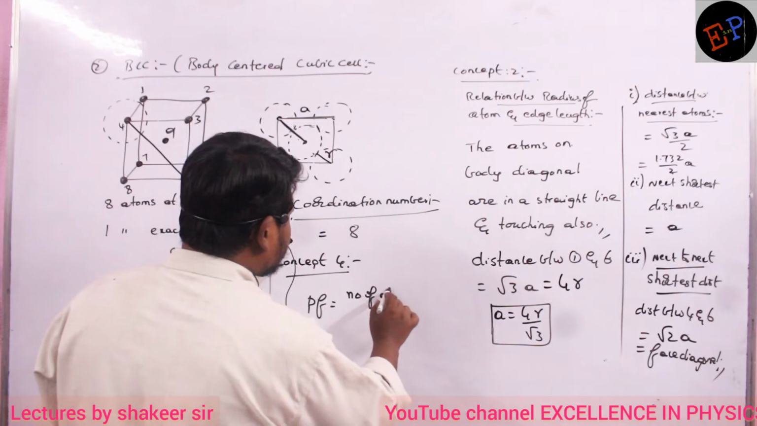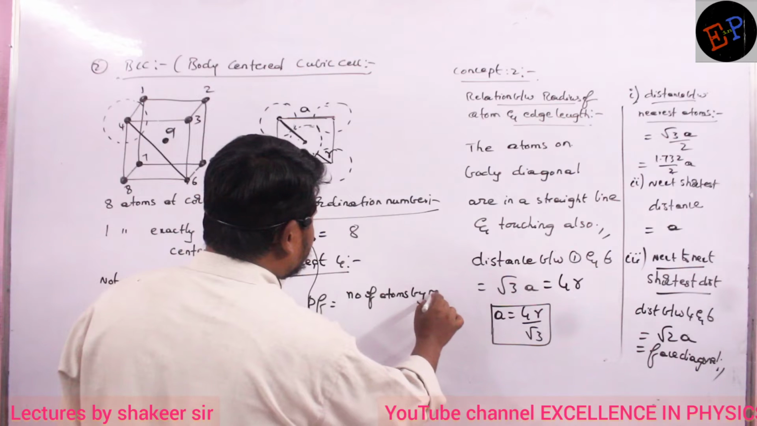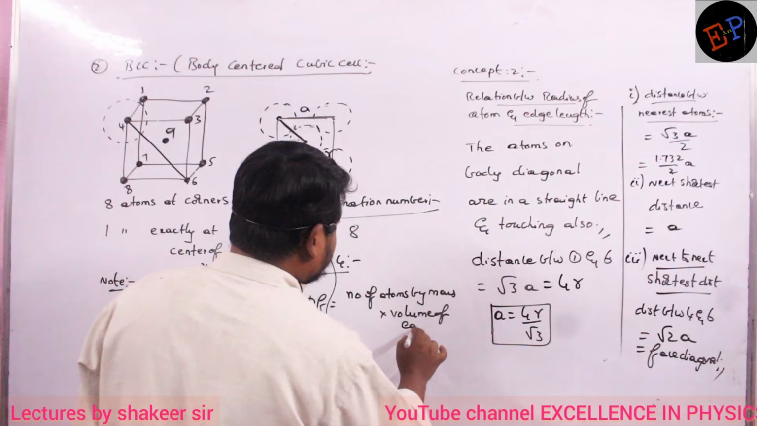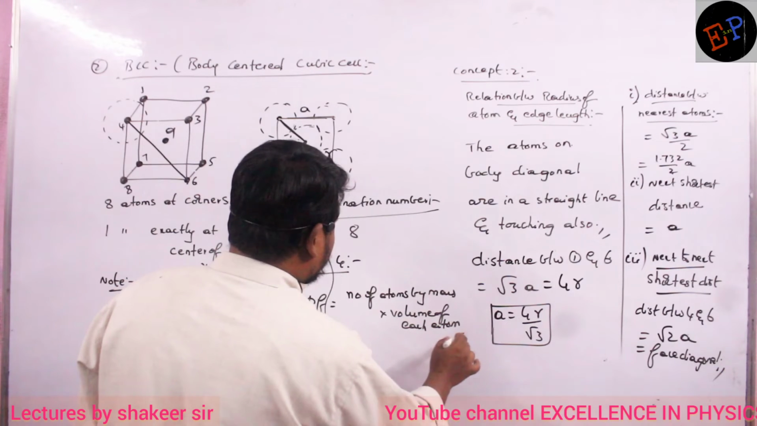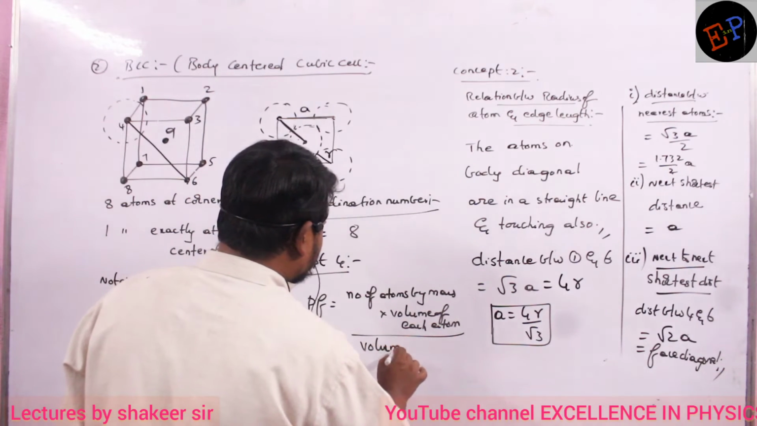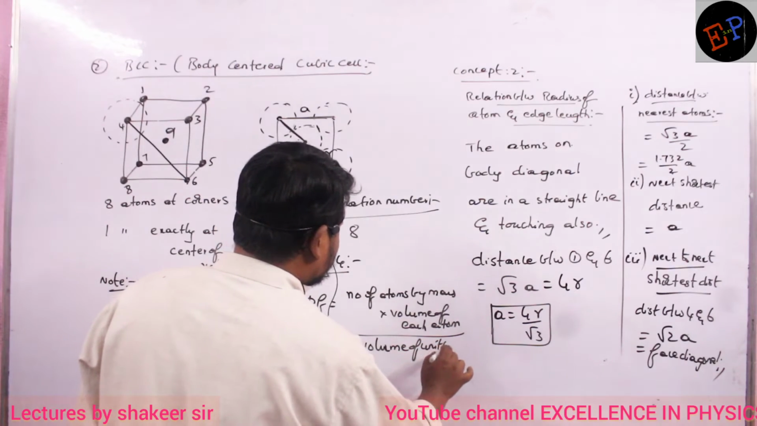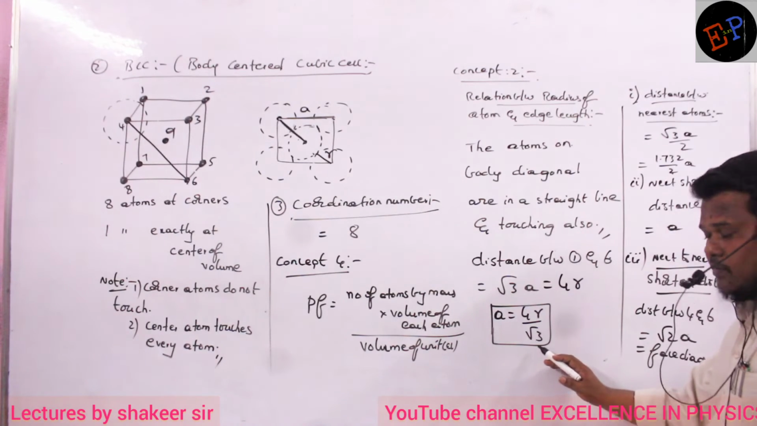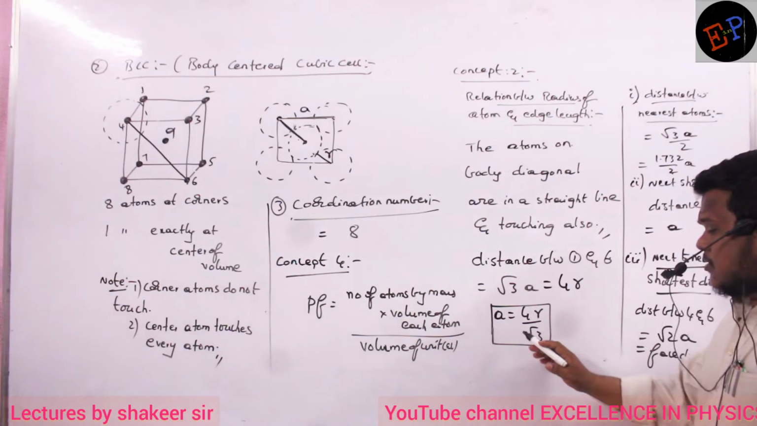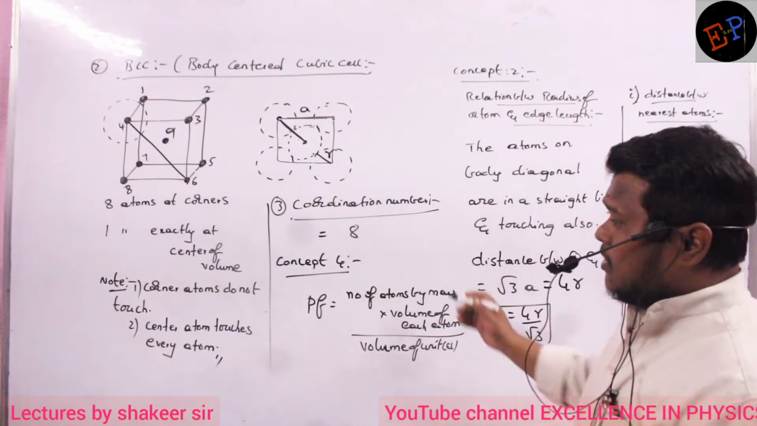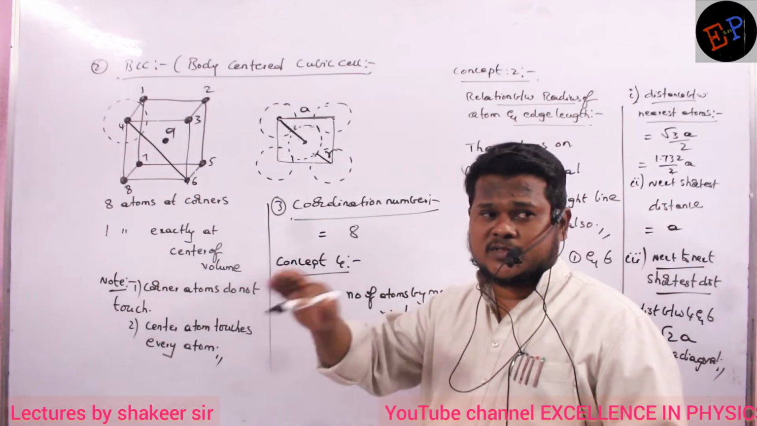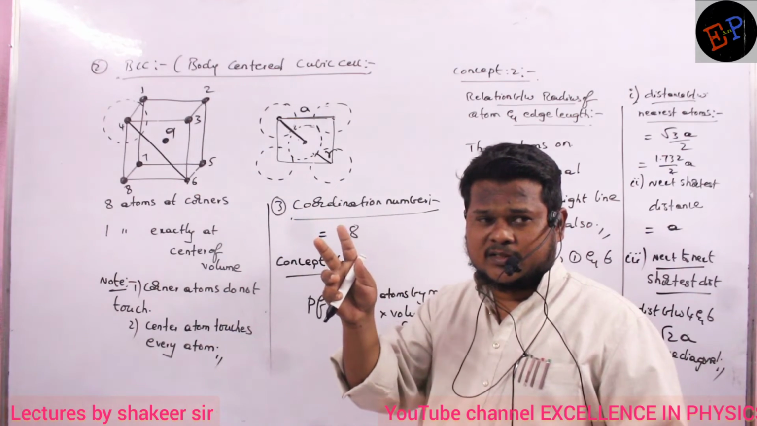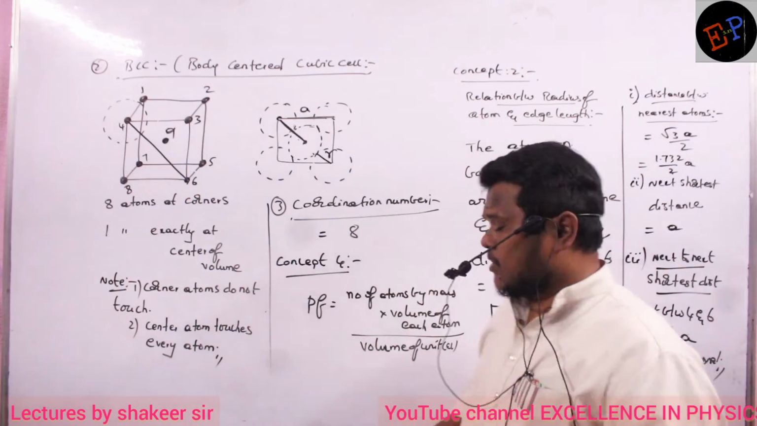Number of atoms multiplied by volume of each atom, divided by volume of unit cell. Clear? Now let us do the calculation. So you should remember this value, the relation between a and r: a is equal to 4r by root 3. And BCC is enclosing how many atoms? 2 atoms. SC, 1 atom. BCC, 2 atoms. FCC, 4 atoms. FCC will enclose 4 atoms. Are you able to understand?